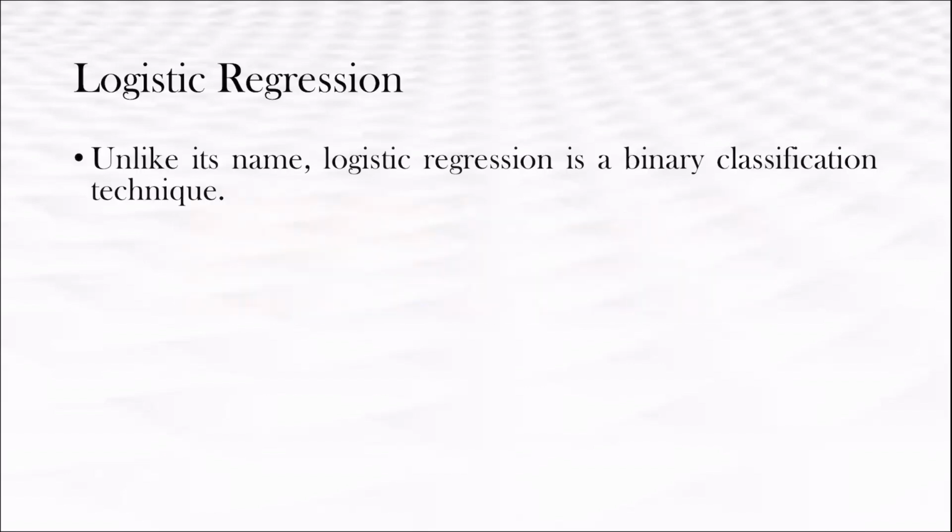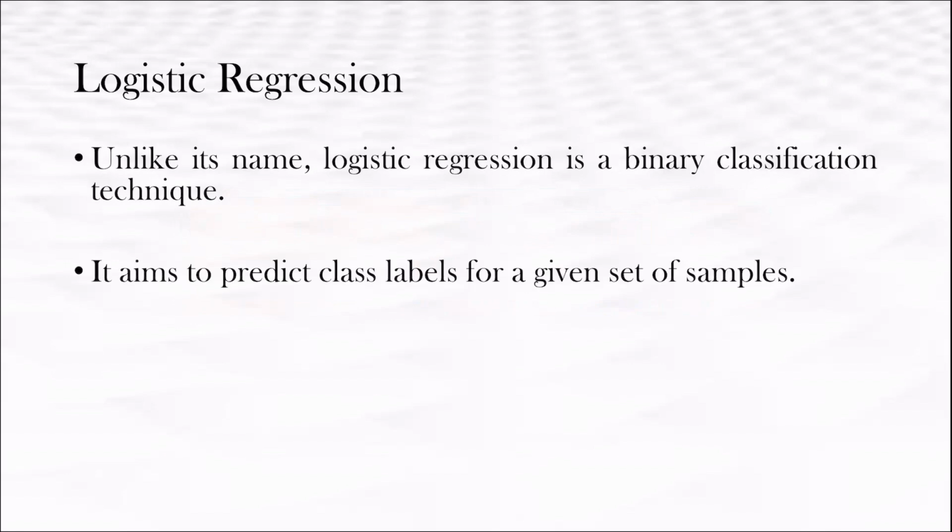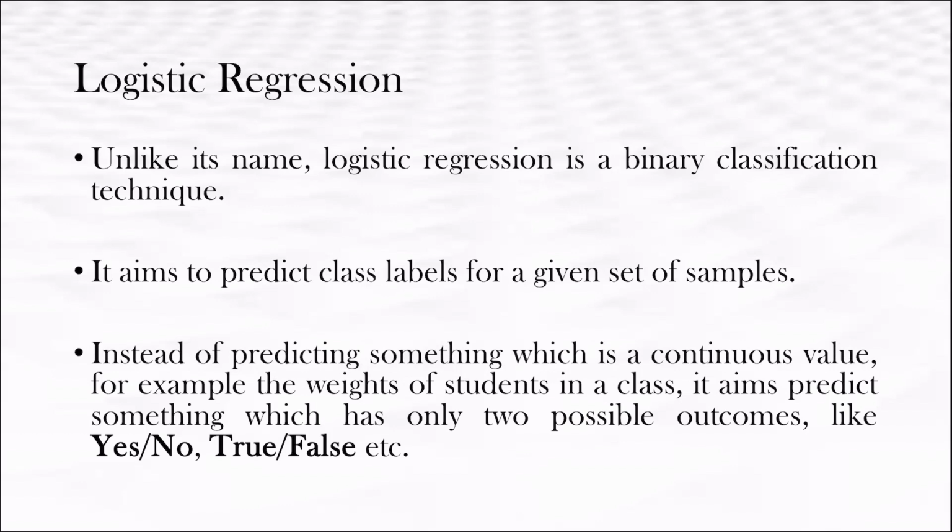So logistic regression, unlike its name, is a binary classification technique and is used to predict class labels for a given set of samples. Instead of predicting something which is a continuous value, for example, weights of a student in a class, it aims to predict something which has only two possible outputs, like yes or no, or true or false, etc. One example of a classification problem could be based on the past history of various patients who either have diabetes or don't have diabetes. For a new patient, I want to figure out based on his test results whether he has diabetes or not. Logistic regression is one of the algorithms aimed at predicting class labels when there are only two possible choices.